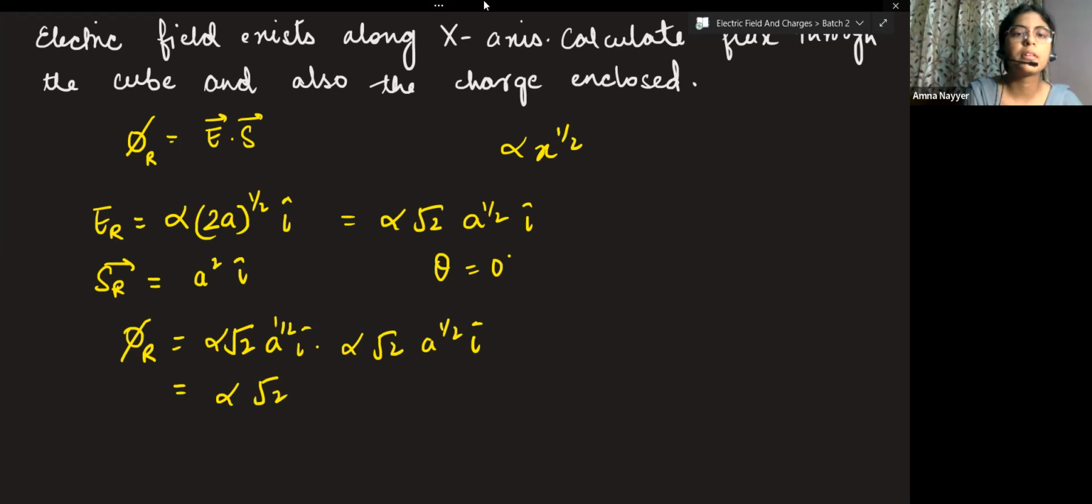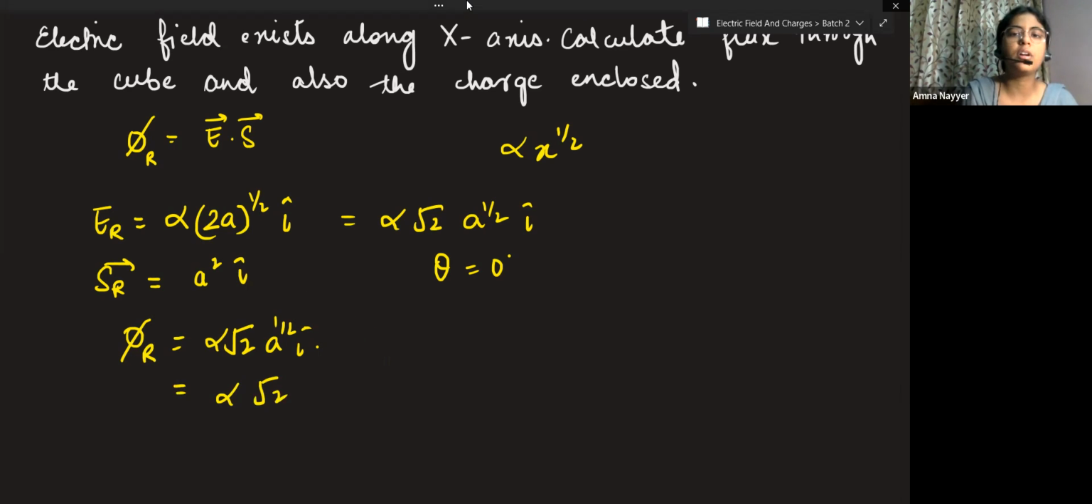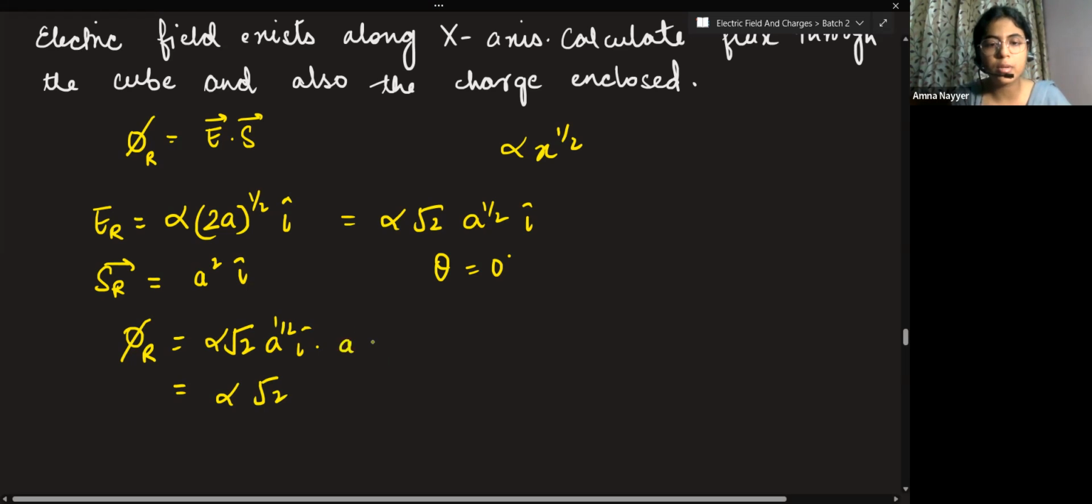Just a second. This part, the electric field, I've already written. So the electric field is this. The surface area is only A square i cap. See, electric field dot surface area, and cos theta is 0, so cos 0 is 1. So alpha root 2a multiplied by a to the power half multiplied by A square gives a to the power 3 by 2. i cap dot i cap is 1 already. So this is the flux because of the right hand side that we get.